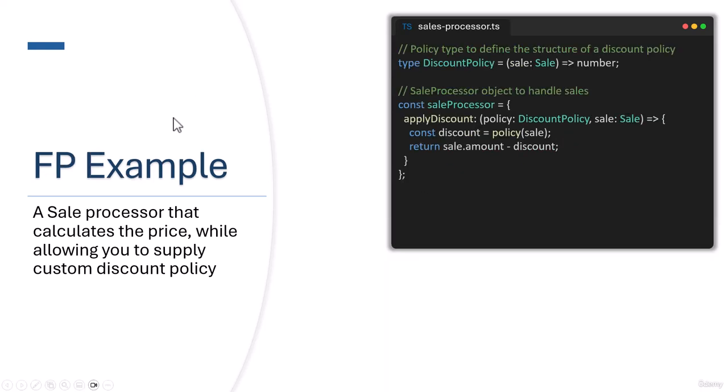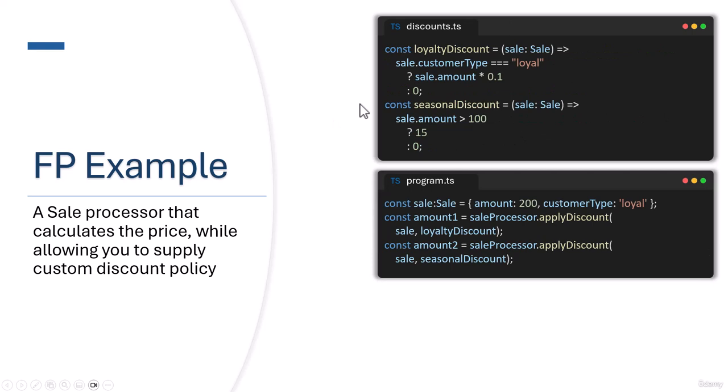With functional programming, the same example looks a lot skinnier. Okay, the discount policy type is no longer an interface, it's just a type of function. And the sale processor accepts a function as parameter. We can see that the two discounts are just functions. We don't need to invent new classes. We don't need to wrap anything. The only thing we supply here is just a line of code.